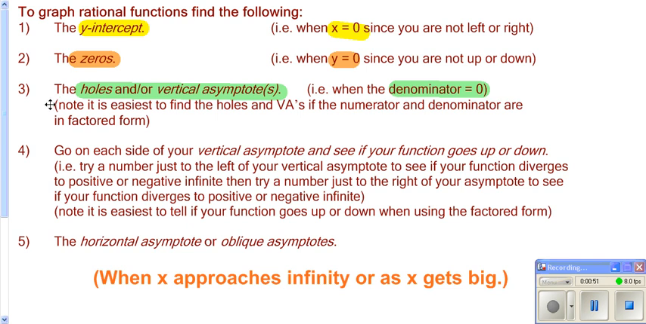Then, when you're looking at your vertical asymptotes, you want to see as you come in from the right side, do you go up towards infinity or down towards negative infinity? And as you come in from the left side, do you go up or do you go down? You also want to take a look for horizontal or oblique asymptotes. That's what happens to your graph as you go far to the right or far to the left, meaning as x goes towards the infinities.